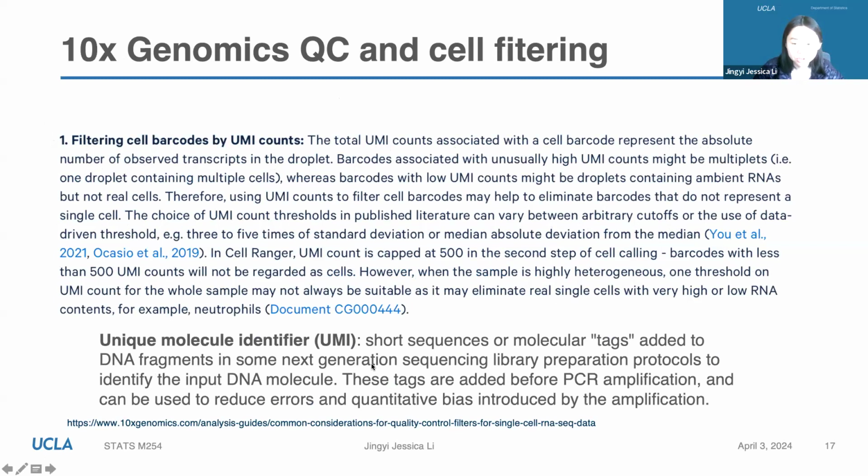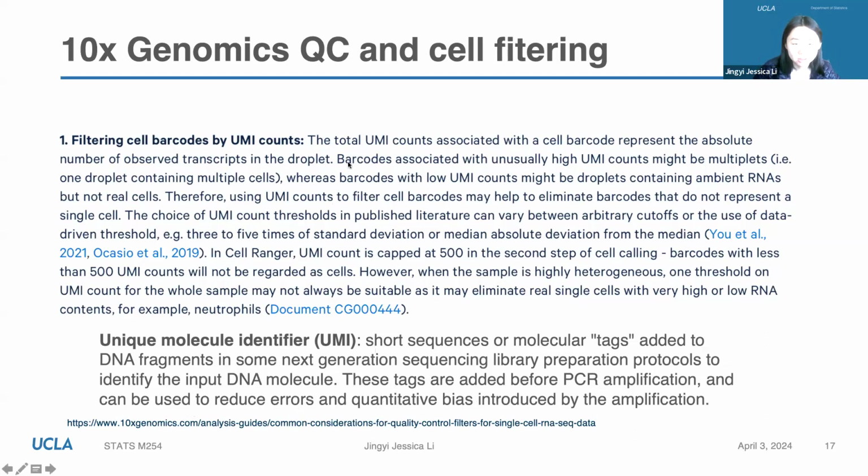Okay, so this is the definition from Wiki about UMI. They are short sequences or molecular tags added to DNA fragments in some next-generation sequencing library preparation protocols to identify the input DNA molecule. These tags are added before PCR amplification and can be used to reduce errors and quantitative bias introduced by the amplification. Okay, so we can say that when we use UMI counts instead of read counts, we remove PCR amplification bias.